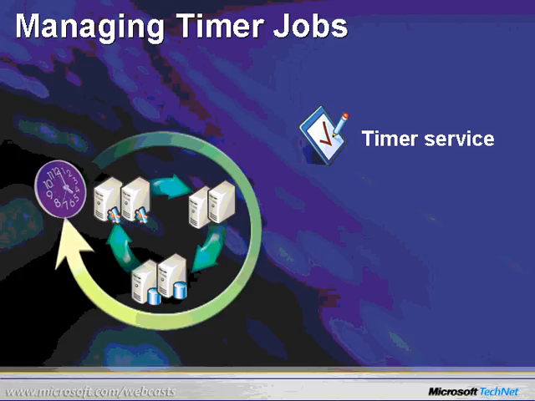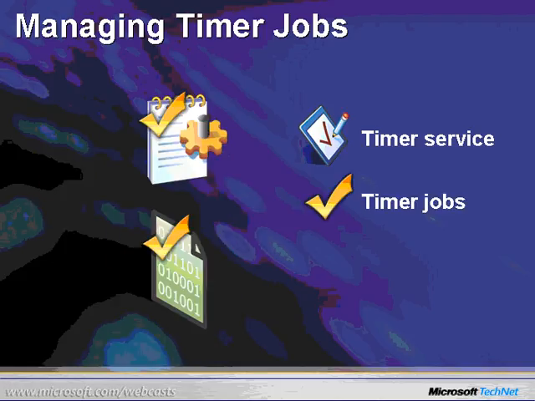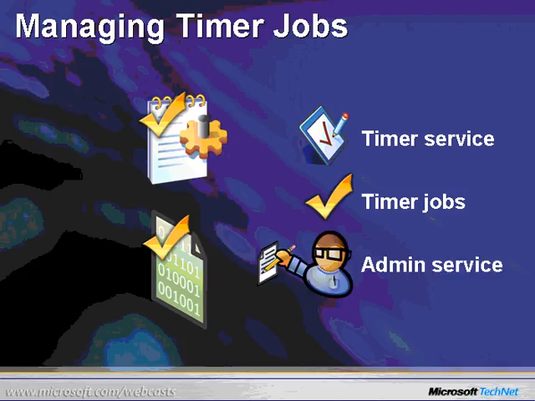Now, there are some utilities that you're going to use to manage these timer jobs. The first one is the timer service. The service is called SP Timer. This is a task manager task that coordinates actions across the farm and keeps the farm in sync. The timer jobs themselves are the modules of code that are registered with SharePoint, and they update configuration information or they process data.